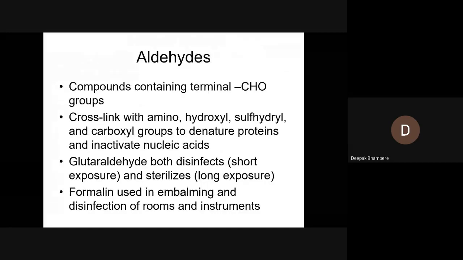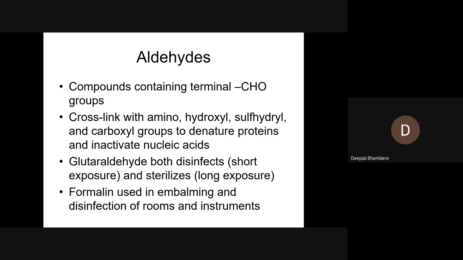Then these are the aldehydes. Okay, there is always a question in university examinations on these disinfecting agents. Compounds containing terminal CHO groups, meaning aldehyde groups, are most of the disinfecting agents, for example glutaraldehyde, already discussed. They can be cross-linked with amino, hydroxyl or sulfhydryl groups and some carboxyl groups to denature the proteins and inactivate the nucleic acids. Glutaraldehyde is both a disinfectant and a sterilant, and it works in short exposure times and long exposure times, depending on how you are going to use it. If you use it as a disinfectant, the short exposure is enough. As a sterilizer, you can expose it for a prolonged period of time.